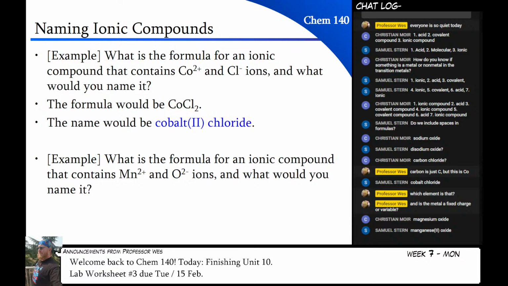All right, let's go over the answer here. So the formula, again, is real simple to put those two together because they have the same charge. But then you have to look up what this is. And it's not magnesium. It's manganese. And manganese is in the transition metals, so we're going to include its charge as Roman numerals. And then this oxygen would be oxide. So there's our name and a formula.